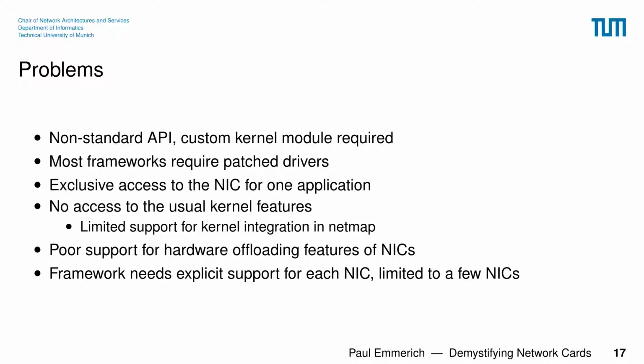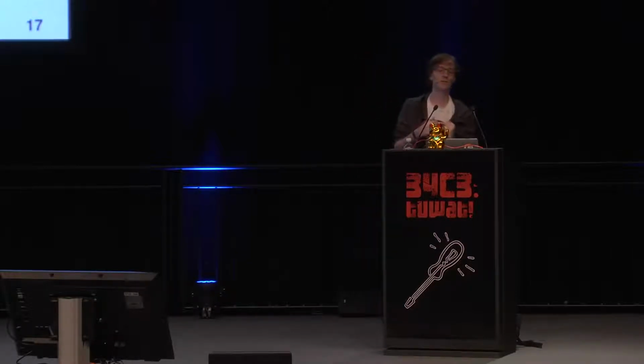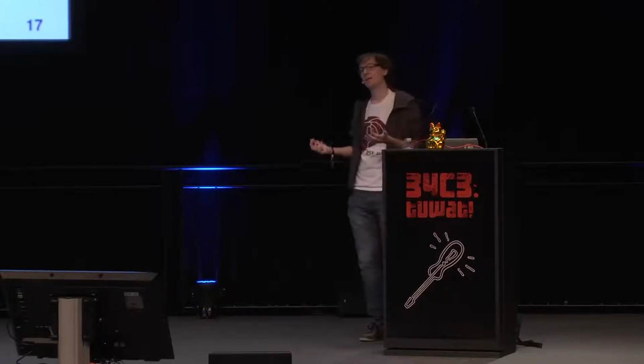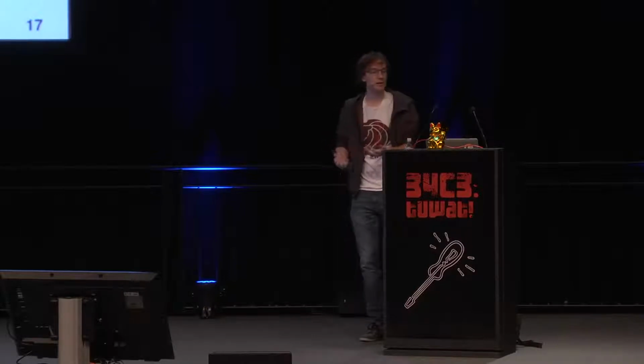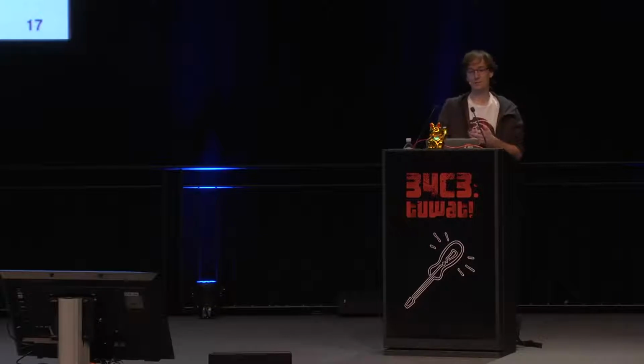And of course, they need exclusive access to the network card, because with this one network card, this one application is talking directly to the network card. OK, and the next thing is you lose the access to the usual kernel features, which can be quite annoying. And then there's often poor support for hardware offloading features of the network cards, because they're often found in different parts of the kernel that we no longer have reasonable access to. And of course, these frameworks talk directly to a network card, meaning we need support for each network card individually. Usually, they just support 1 to 2 or maybe 3 NIC families, which can be quite restricting if you don't have that specific NIC that is supported.